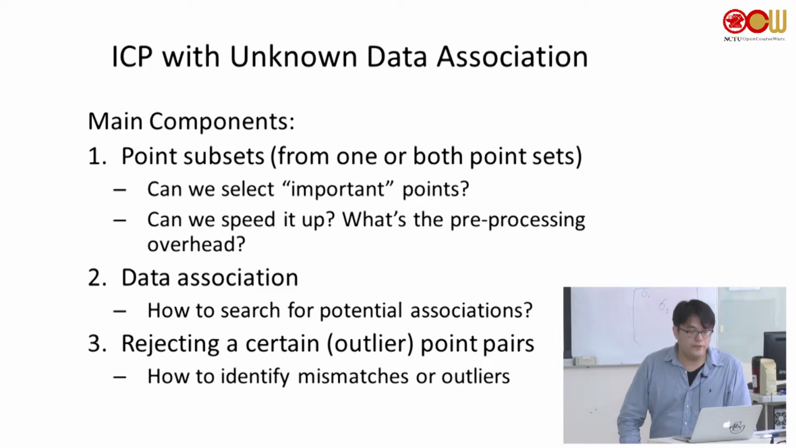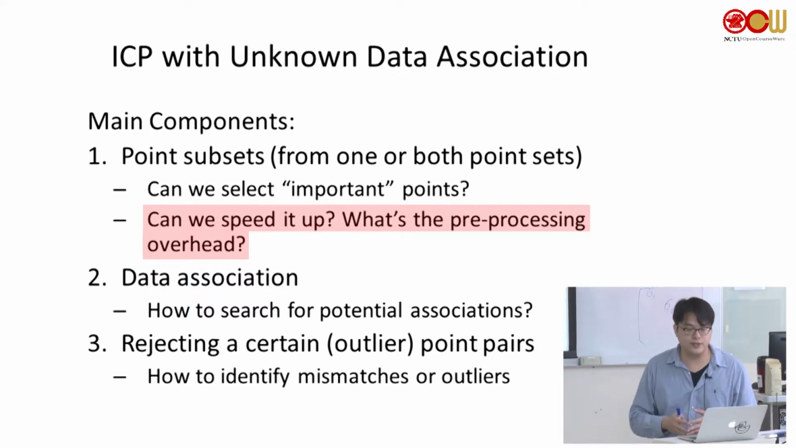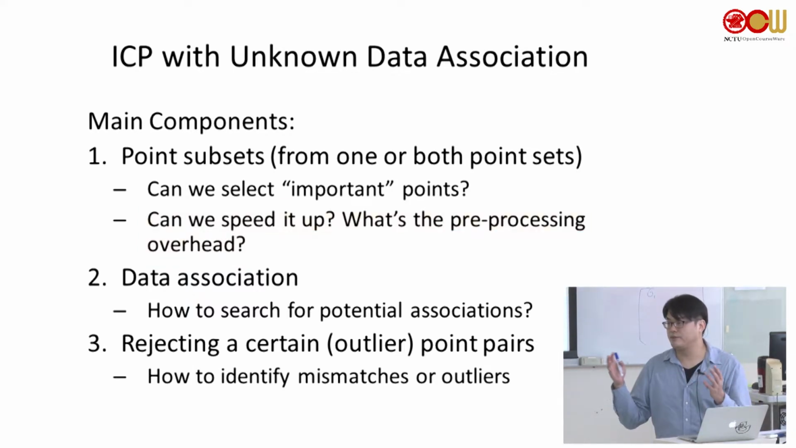The first component is how we are going to select the points. Here are two questions. Can we select important points? And the second one is, can we speed it up? What's the pre-processing overhead, depending on the scale of your data points? If the pre-processing takes too much time, too much overhead, it may or may not be worth doing this selection. But typically, doing the selection is a common practice.